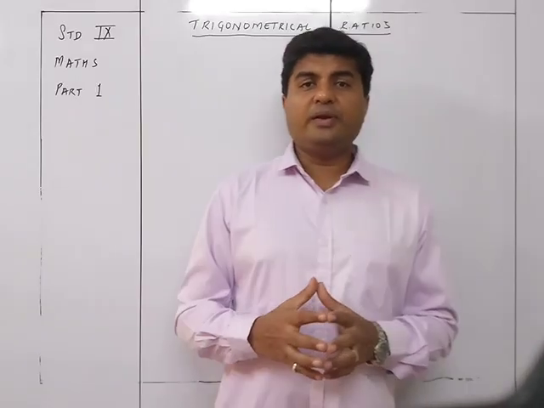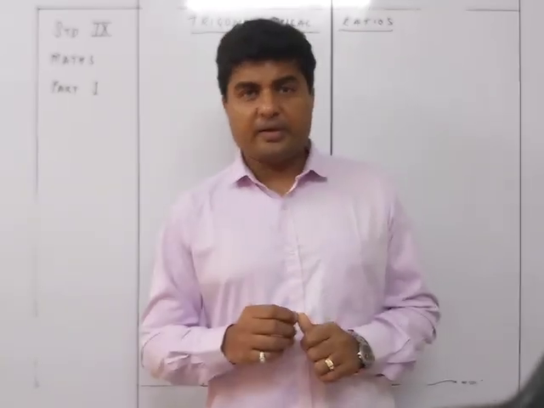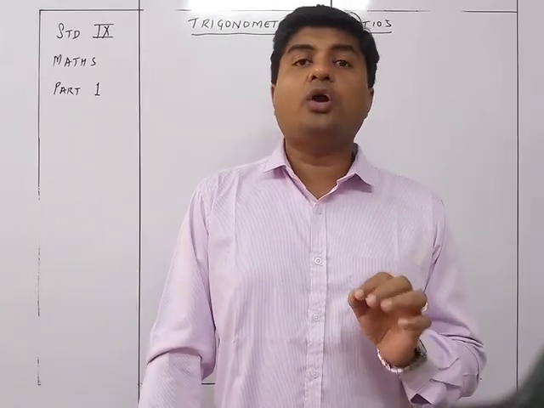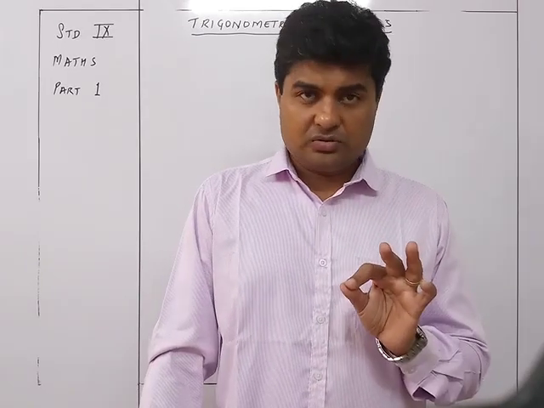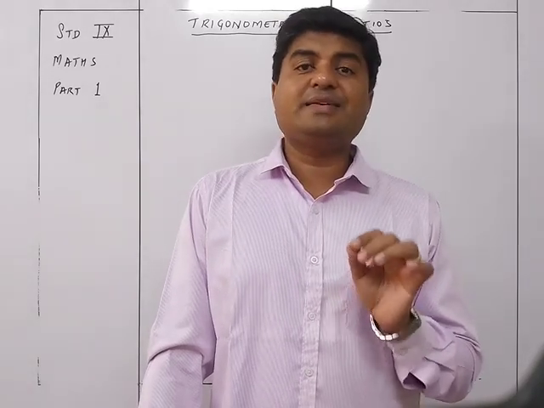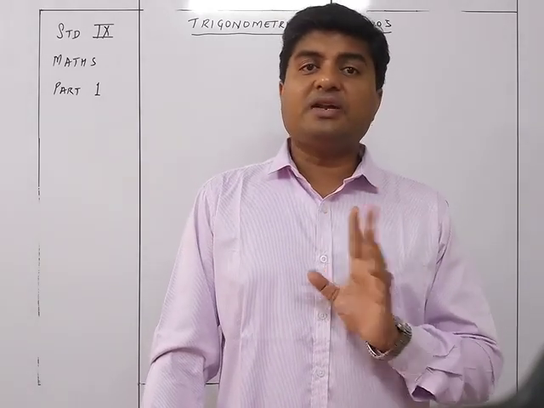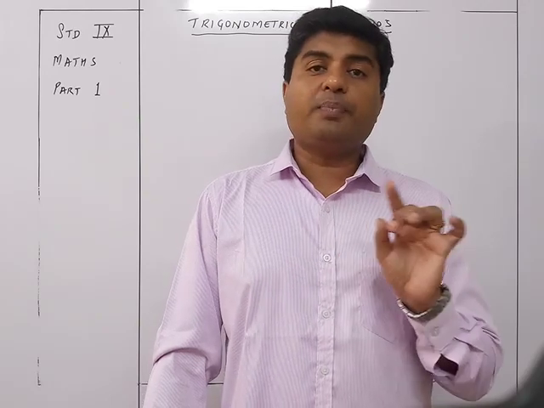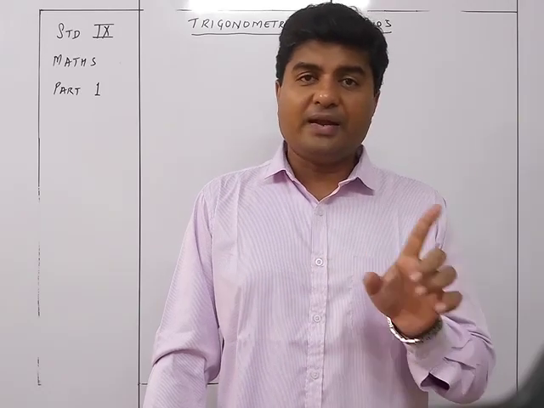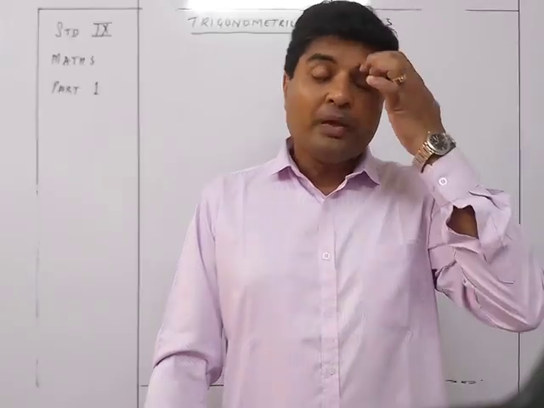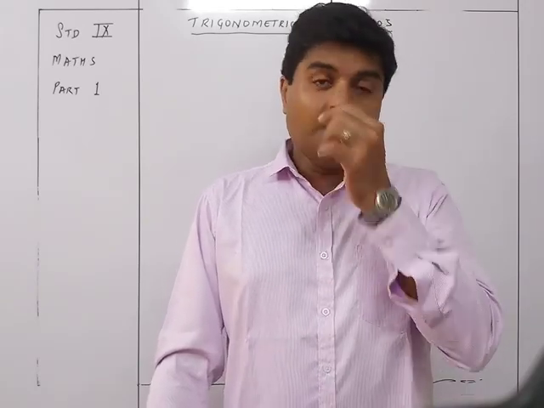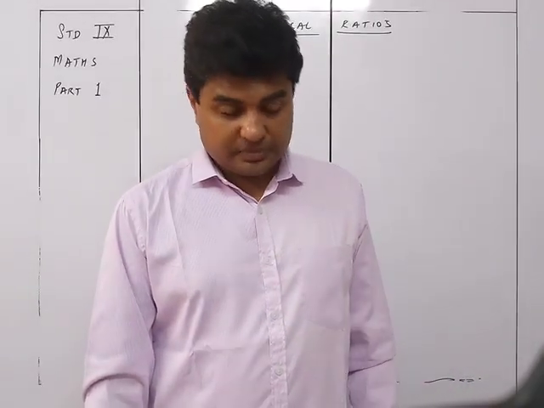Before we do that, we need to understand one basic fundamental: trigonometry is applicable only on right angled triangles. If the triangle is not a right angle triangle, then I cannot apply any trigonometrical ratios to it. I will need to produce one 90 degree angle in between and then only I can use it. So it is very important that there has to be a right angle triangle for trigonometry to be possible.